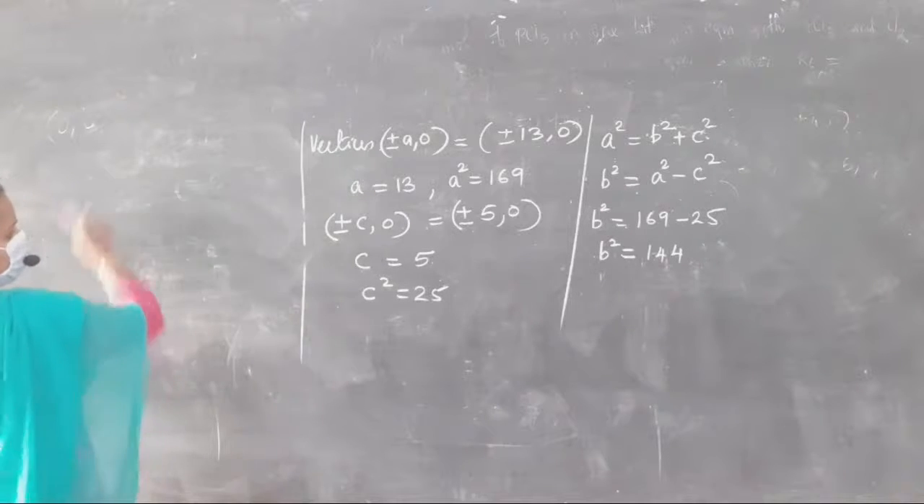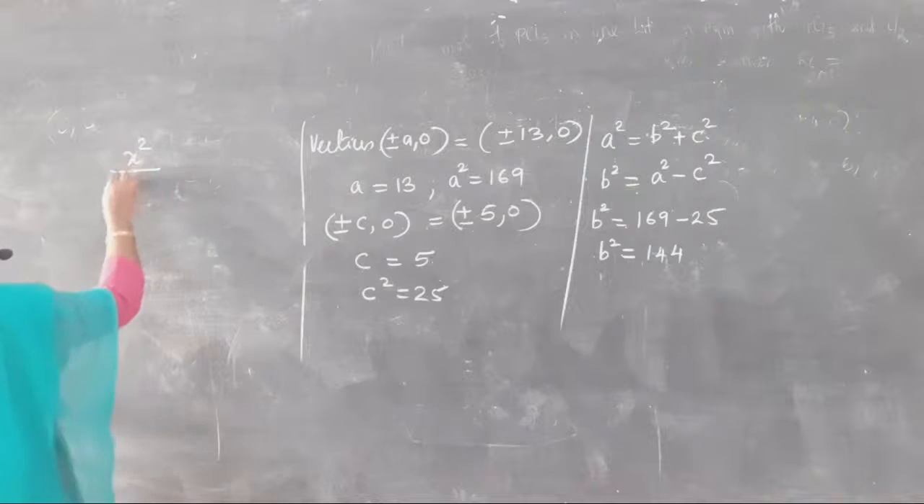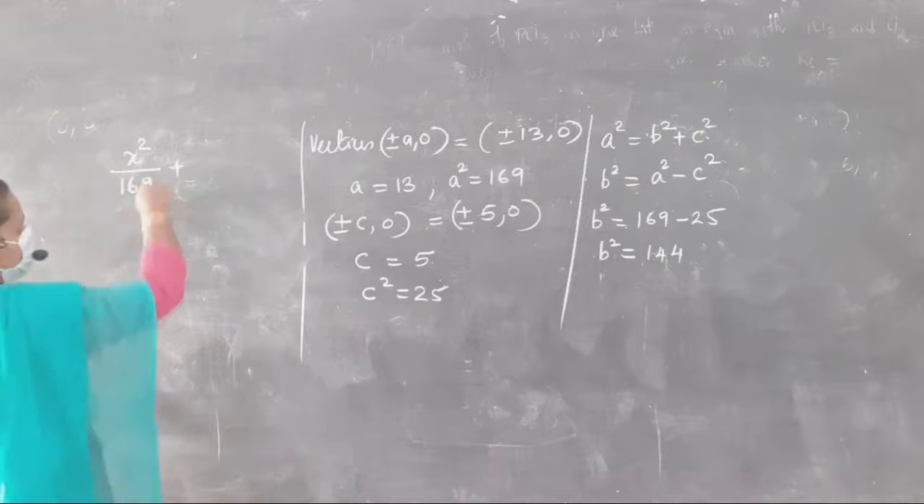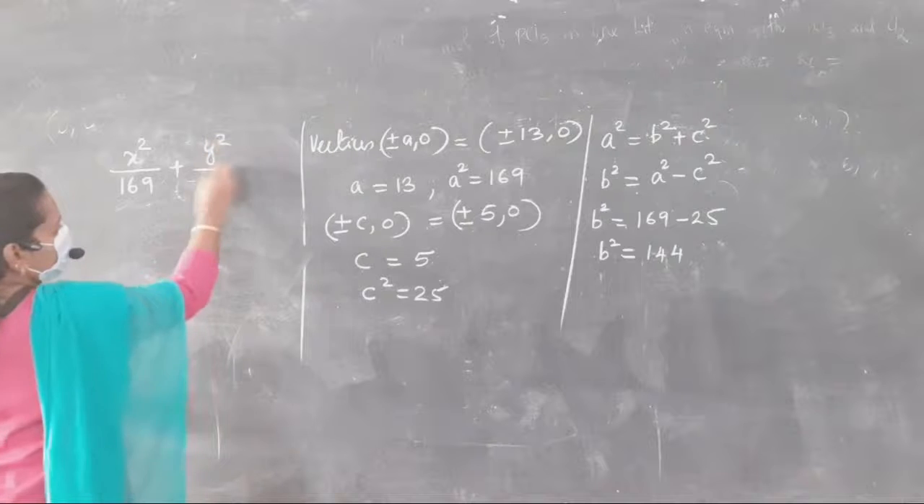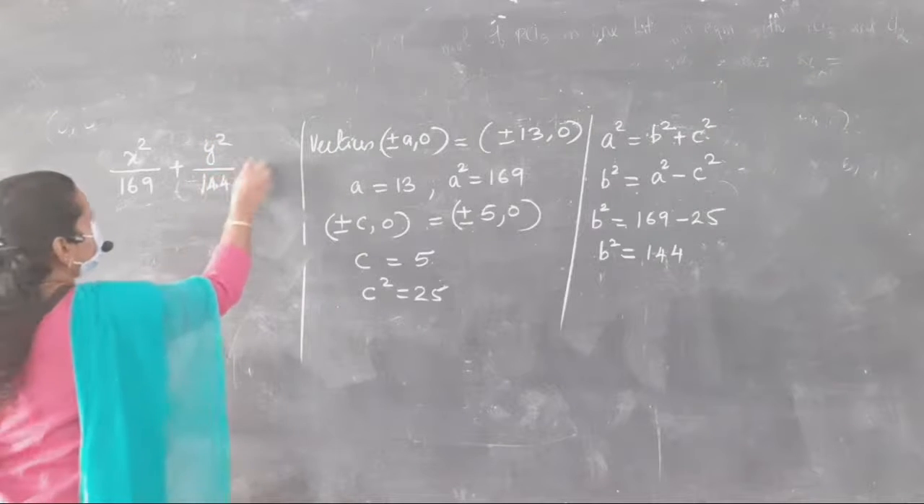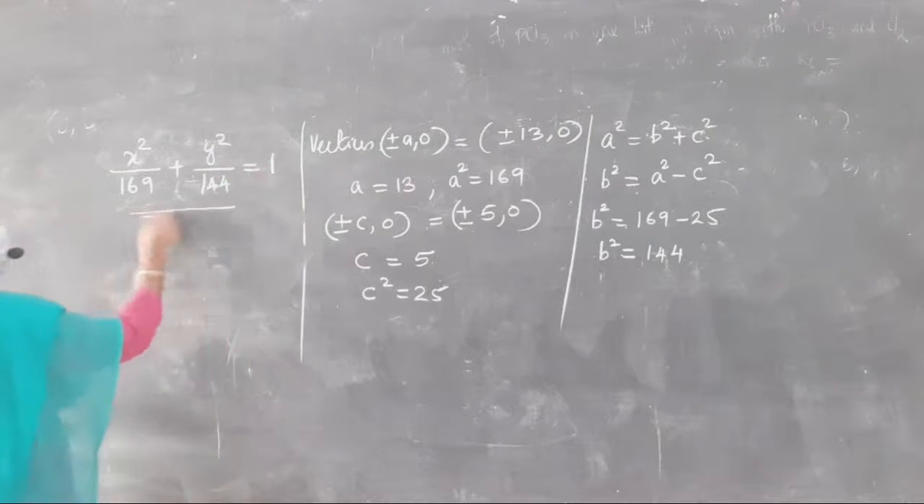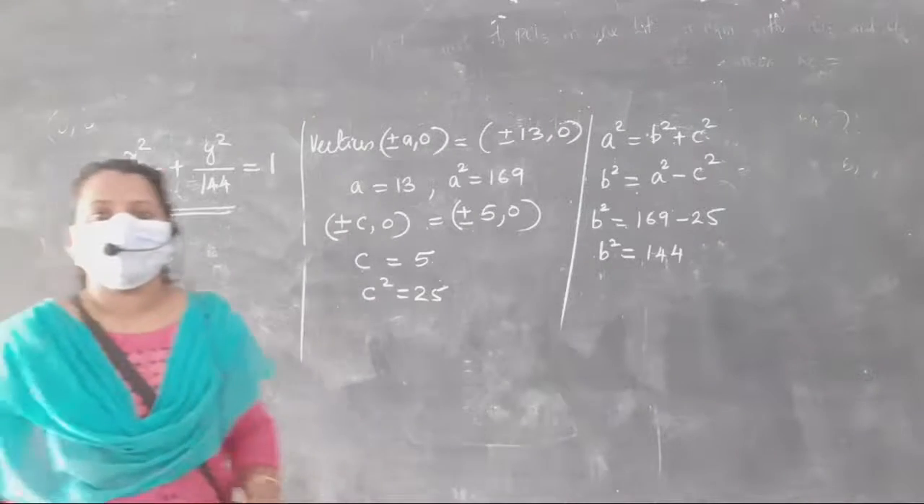Then equation is x square by 169 plus y square by 144 equal to 1. This is the equation of the ellipse.